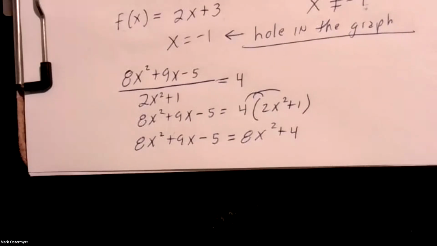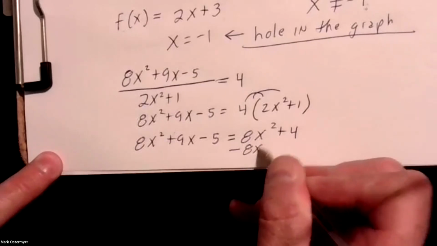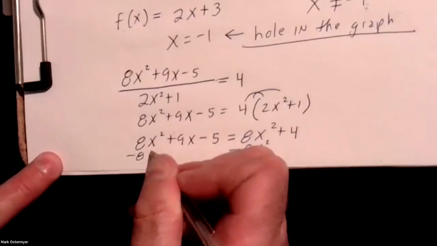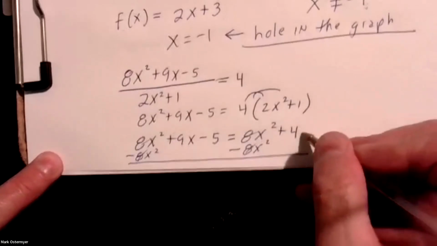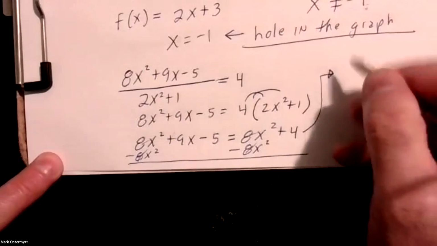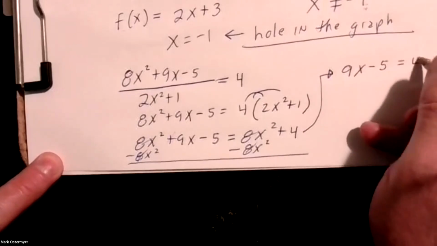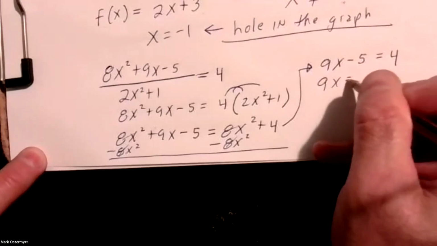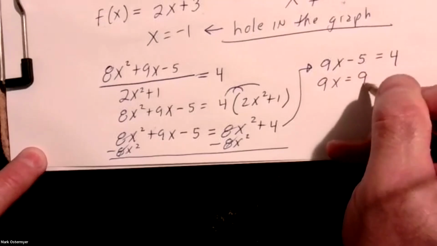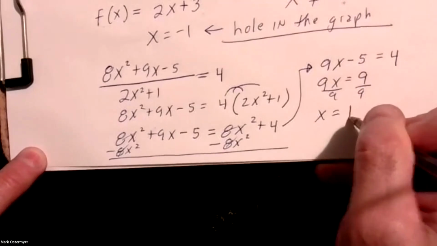Well, actually, in essence, it is going to cease to be a quadratic equation. Why? Because when I subtract 8x squared from both sides, we can see that 8x squared drops out on both sides of our equation. And our messy quadratic equation collapses down to an ordinary first degree or linear equation. And now we just solve for x. Adding 5 to both sides, we get 9x equals 9. Divide by 9, and we discover that x is equal to positive 1.